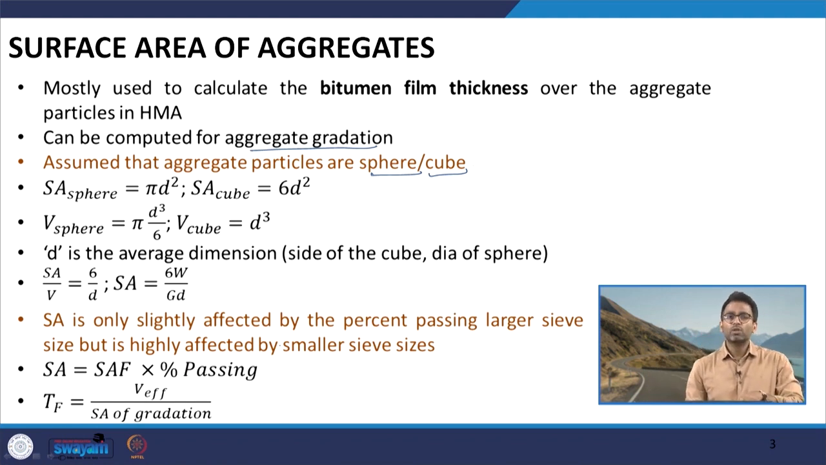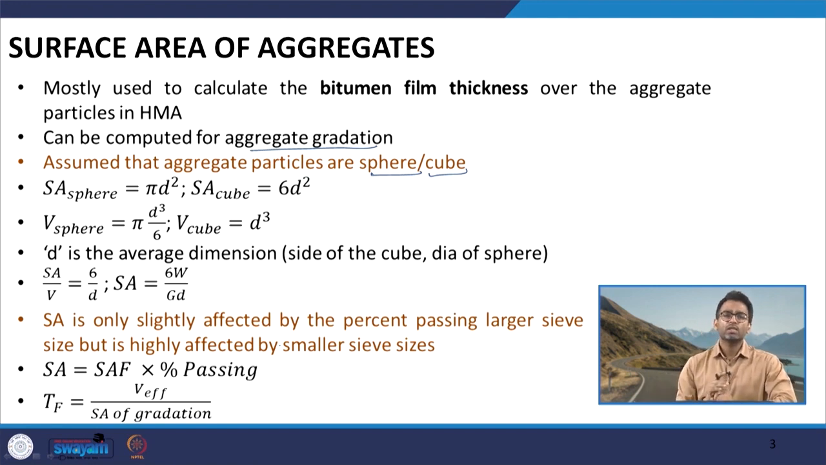So, this assumption of sphericity or cubicity of the particle also ensures that we are not considering our aggregate particles to be entirely spherical or rounded in nature, because aggregates are usually crushed in nature. So, it also has cubical characteristics. So, it is more logical to consider the aggregate particle somewhere between a sphere and a cube. Let us see how the calculation for both the sphere and cube is done.